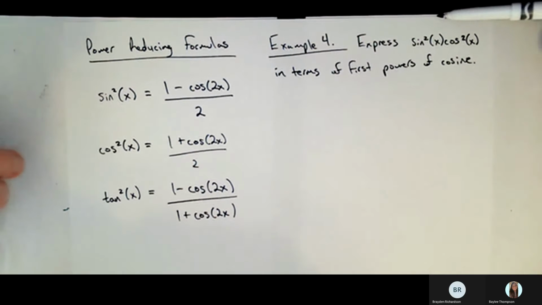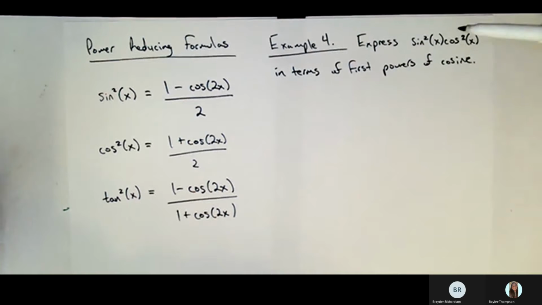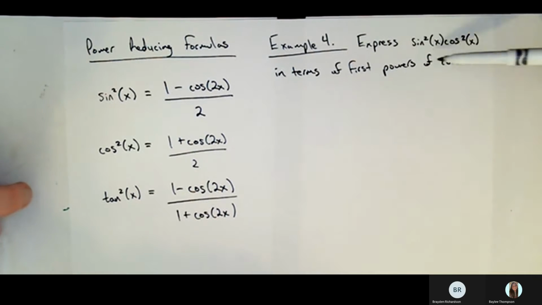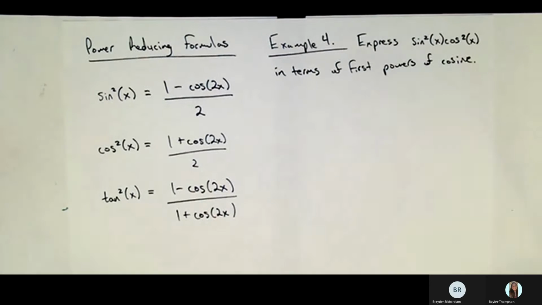Okay, so all the questions you're going to be asked when dealing with power reducing formulas will be expressed something like this. They'll give you an expression with exponents greater than 1, and then say in terms of first powers of cosine. So the idea is to get rid of all exponents.